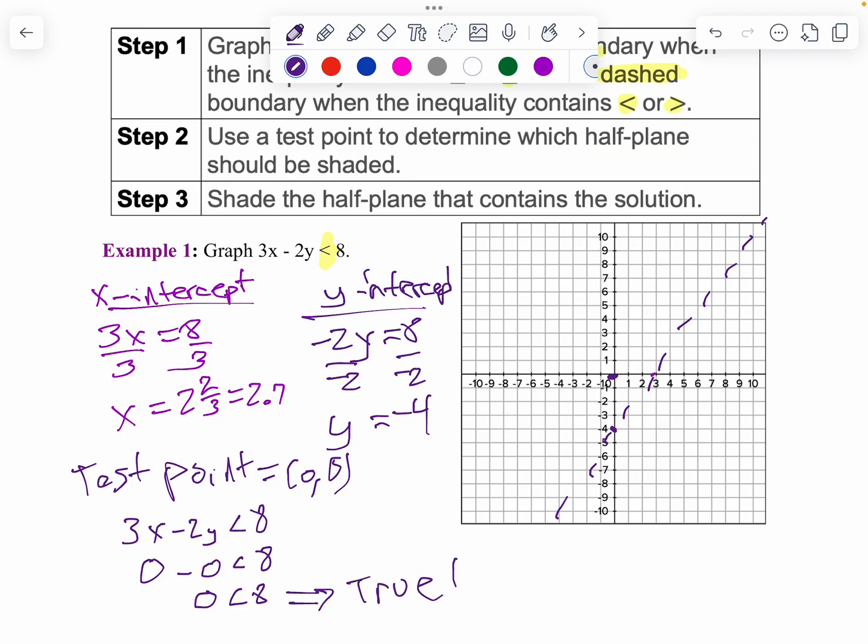Since that is true, I'm going to shade the side with 0, 0 in it. So I'm going to shade this side of my graph. If it would have been false, I would have shaded the opposite side of my graph.